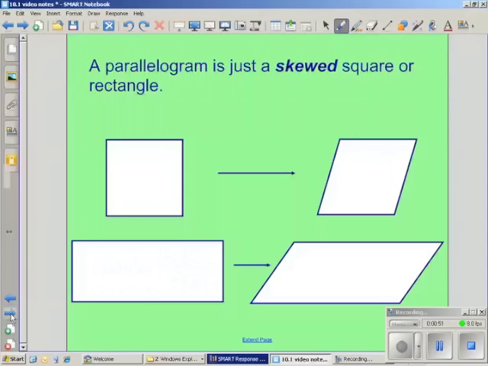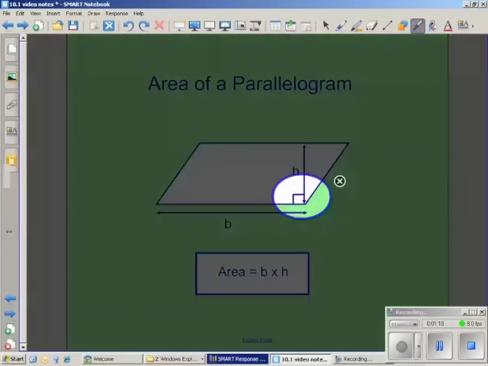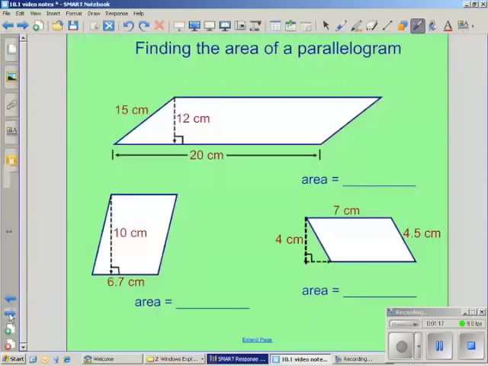Now, a parallelogram is just like a square or a rectangle, but it's skewed, slightly tilted to a side, as you can see. Therefore, to find the area of a parallelogram, we use the same formula, base times height. The one thing we need to remember, though, is base times height from where the 90 degrees forms, between the base and the height. Let's practice.